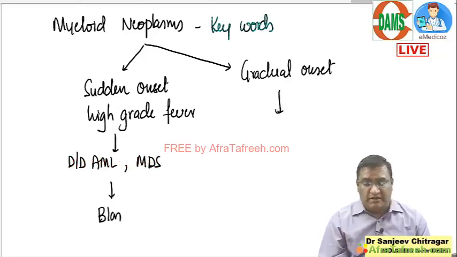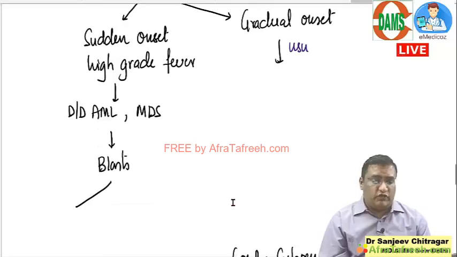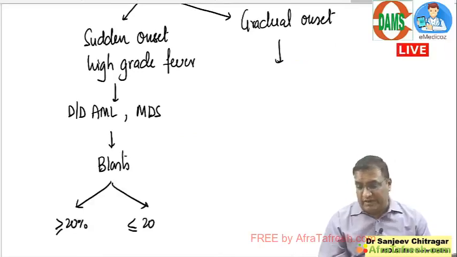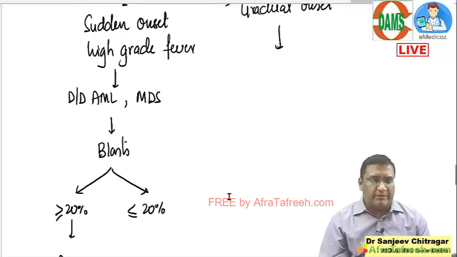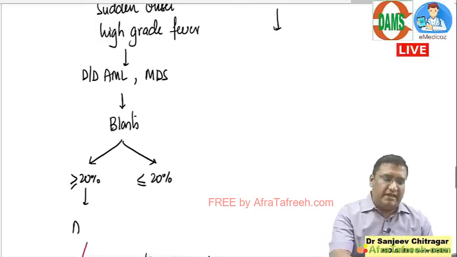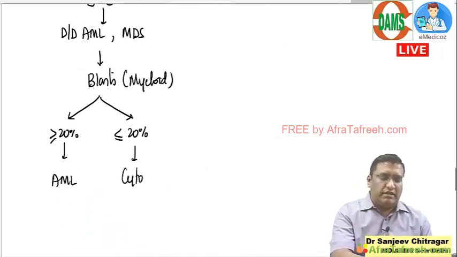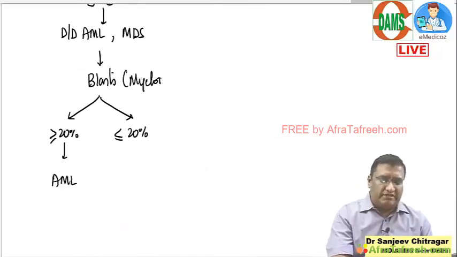So, first let me discuss sudden onset. Check for blasts. Sudden onset, MDS, AML, both of them will have blasts either more than 20% or less than 20%. If blasts are more than 20%, definitely start making a diagnosis. If blasts are more than 20%, then what is your diagnosis? AML.